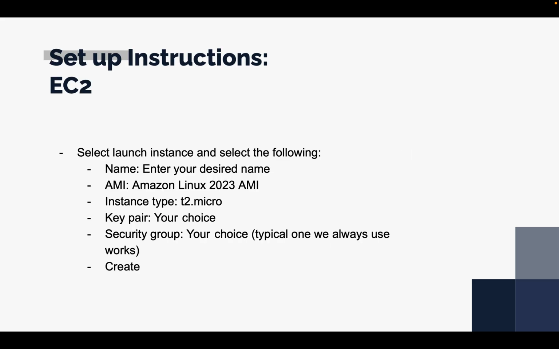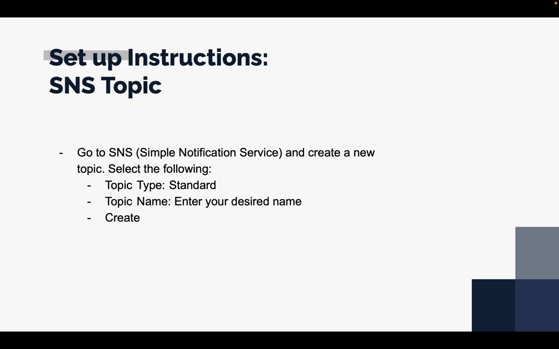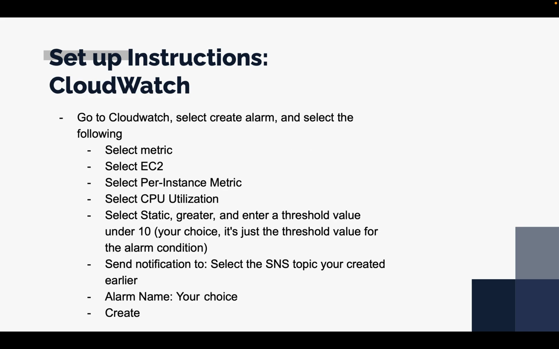So setting up the EC2, it's the same setup we usually use in class. You pick your name, you use the AMI for Amazon Linux 2023, instance type t2.micro, your key pair, and security group. I chose the one we usually use for class, and then I created that. The SNS topic is pretty simple, the same thing we did in class. Topic type standard, topic name, enter your desired name, and then create it.